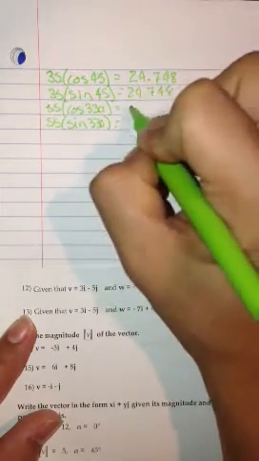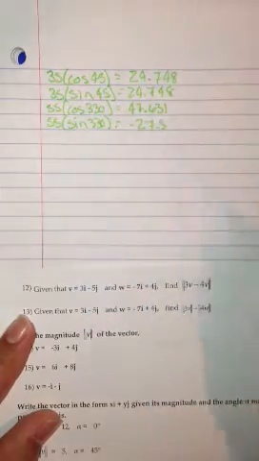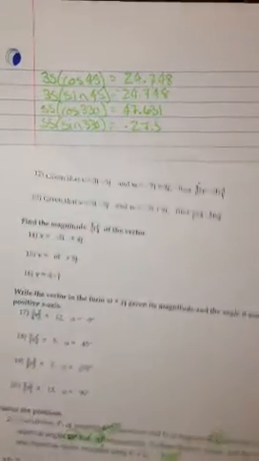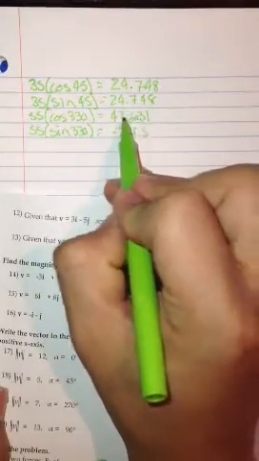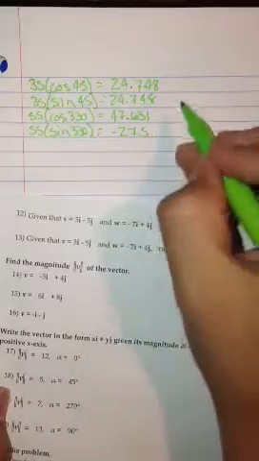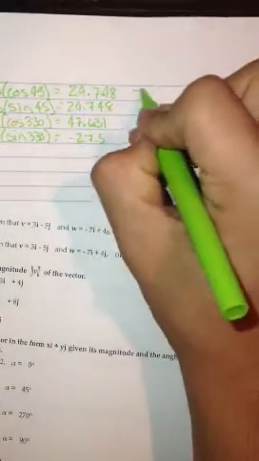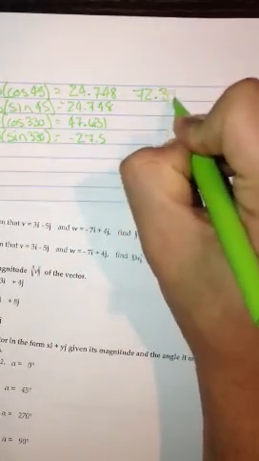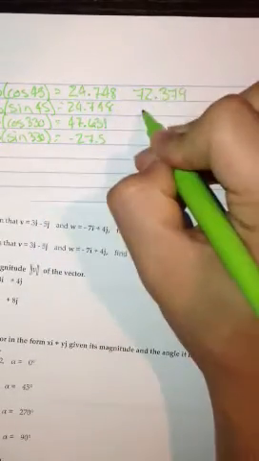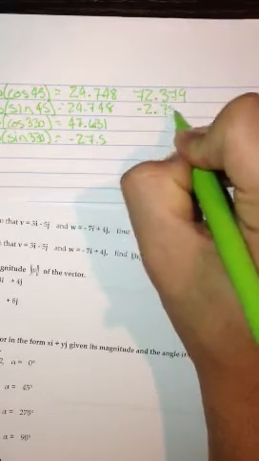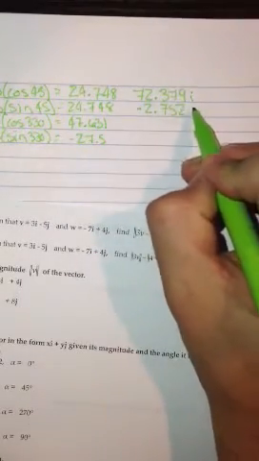24.748, 47.631, and negative 27.5. Okay, the next step is we have to add the cosines together. So this one and that one. So 47.631 and 24.741. And you get, what do you get? 72.379. And if you add the sines together, this one and that one, you get negative 2.752. So technically this is i and that's j.